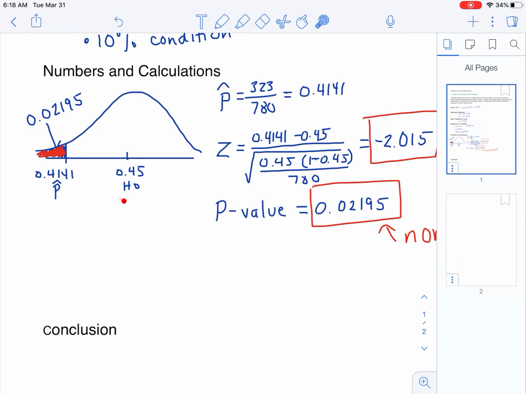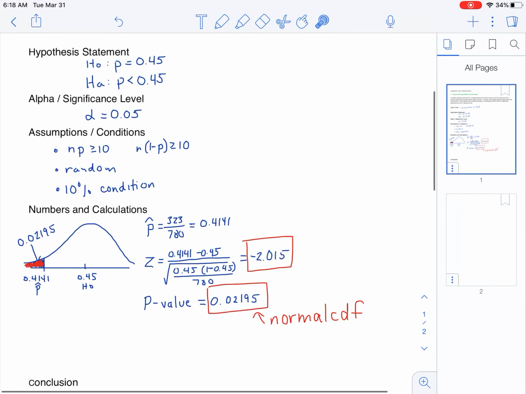So if we go back and look at this question, it means that, this is important, so listen. If 45% of college students use FaceTime, there is a 2.2% chance of getting a sample as small or smaller than the one we got. Now, is that likely? That's the big question.